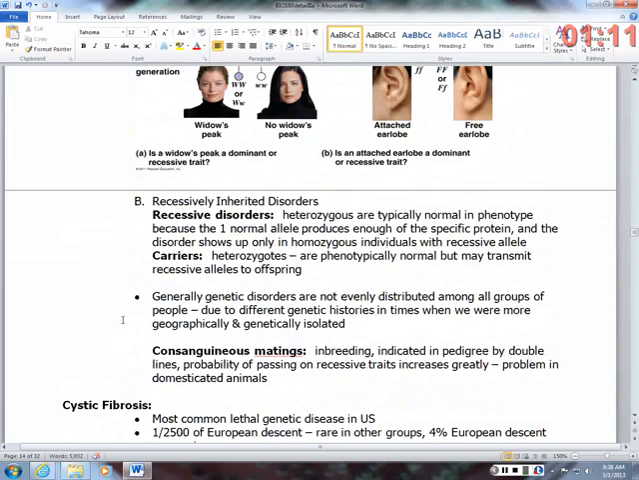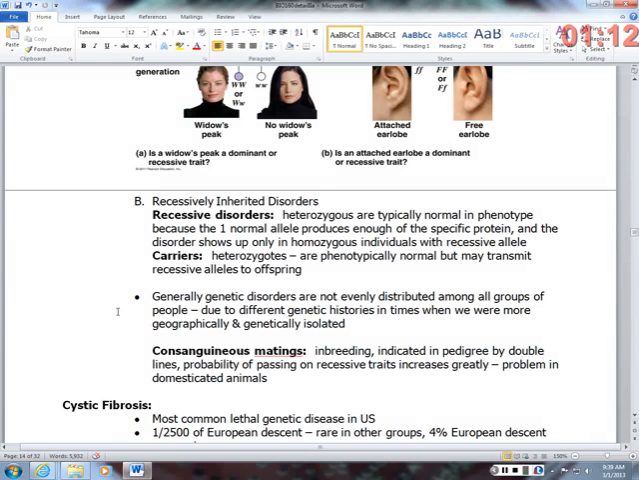Okay, so we're almost done with this one. So, recessively inherited disorders. The heterozygous individuals for these, the people who are carrying the gene, are usually normal in phenotype because they have one normal allele that will make enough of the specific protein they need that the disorder doesn't show up in them. It will only show up in the homozygous individuals with the recessive allele. A carrier is a person who is heterozygous. They carry that gene, they're just not expressing it, or the disorder is not manifested as their phenotype.